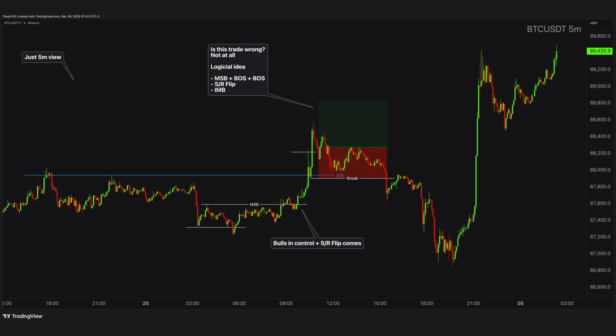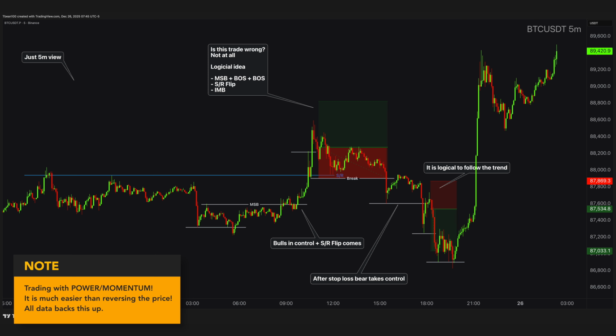Later on, you can see that the overall structure started to shift downwards and the bears slowly took the control again. Price kept making new lower lows and continued pushing the market lower with a strong momentum. If you took a logical short position here, that would not be wrong either. The reason is simple, because price was clearly crashing and following a strong bearish momentum. This is exactly how you follow the momentum in the market.